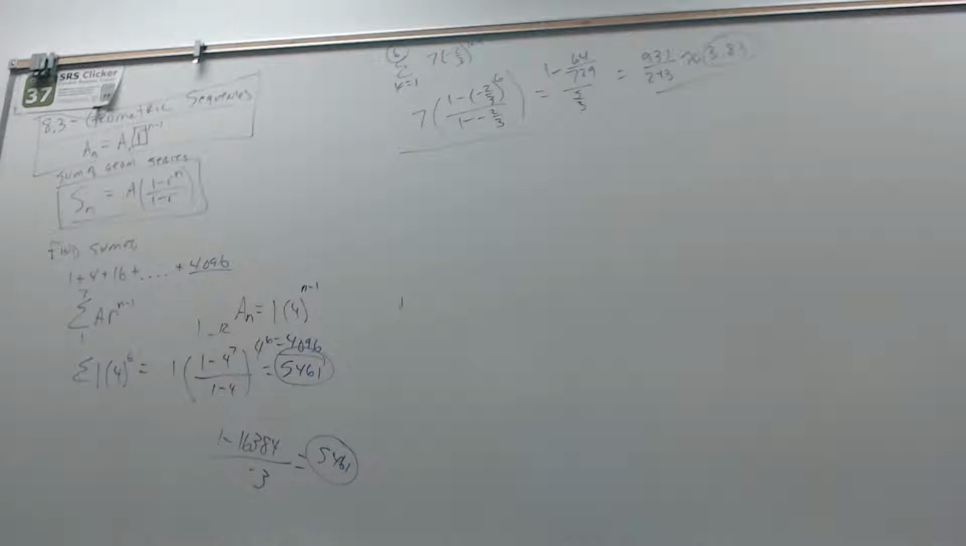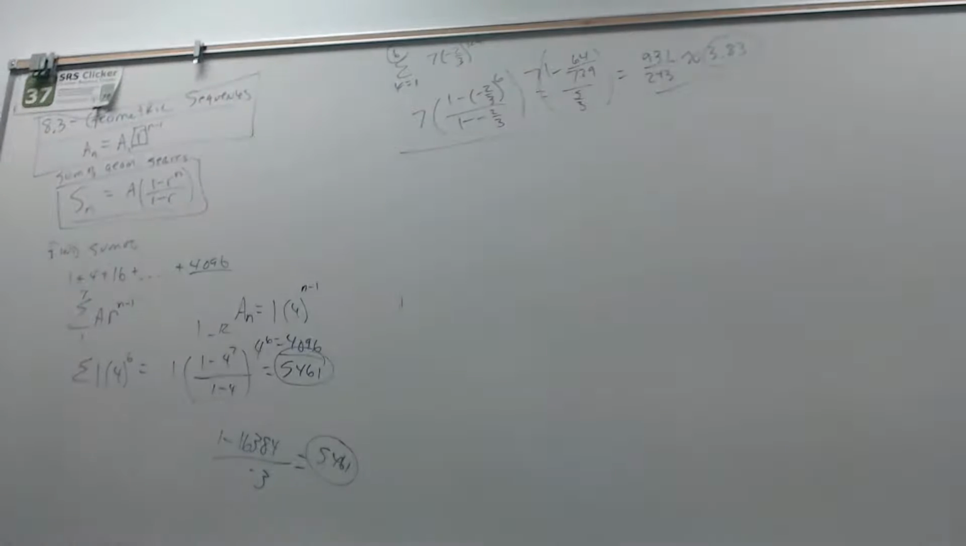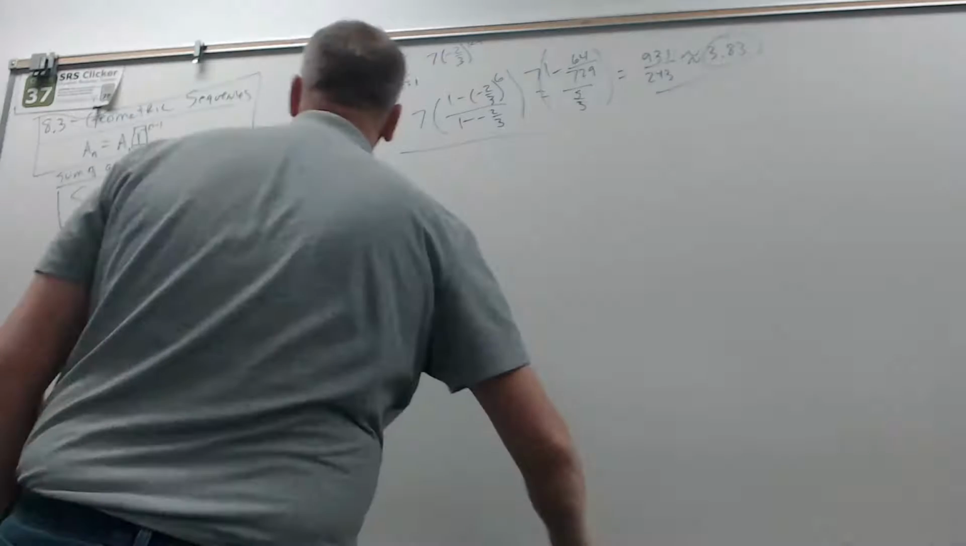Isn't that also multiplied by 7? Yeah, multiplied by 7. Oh, sorry. You're right. I need this multiplied by 7 also. Yes, that's correct. Okay. Now, let me add one more formula here.